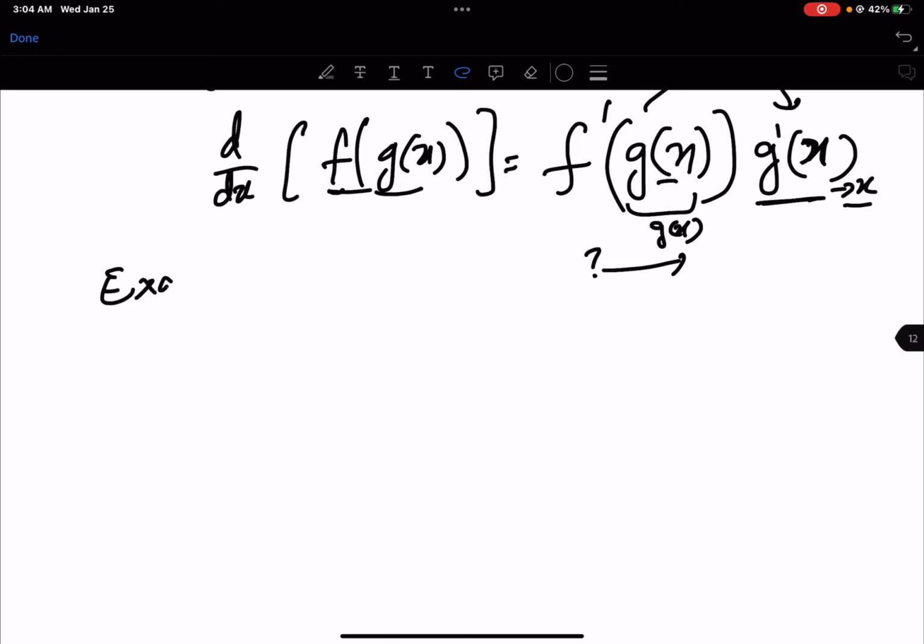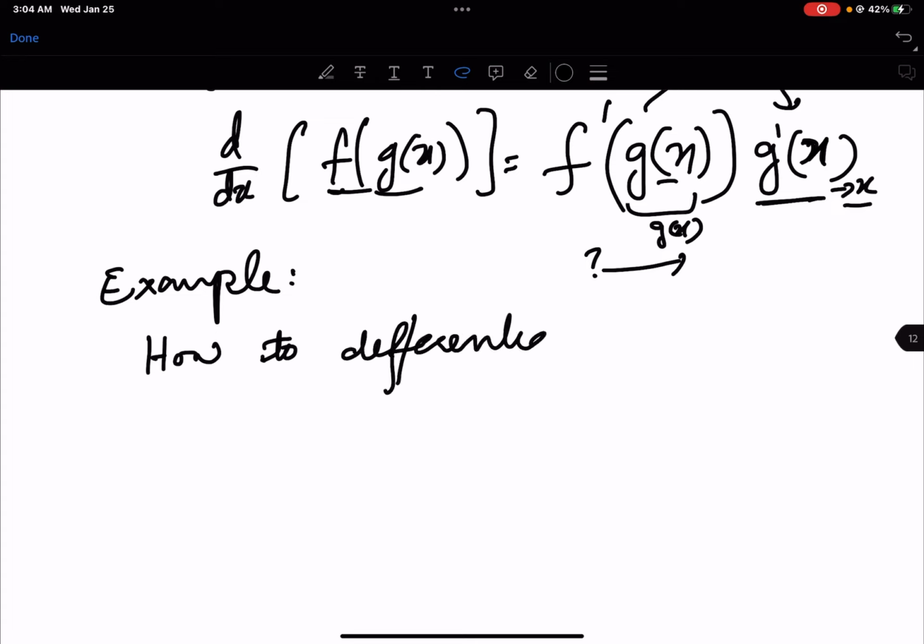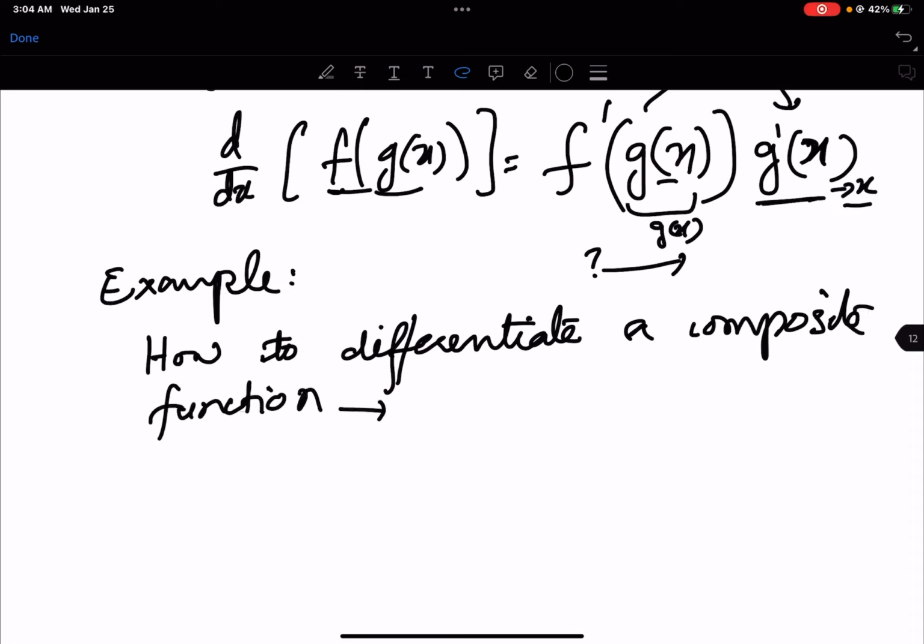I will give you an example of the chain rule. The chain rule can be used to understand how we can differentiate a composite function. And what is a composite function? It is a function of a function.